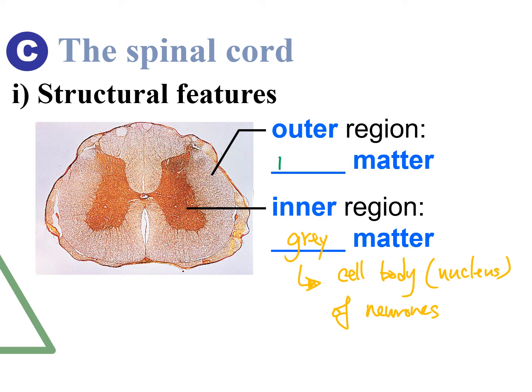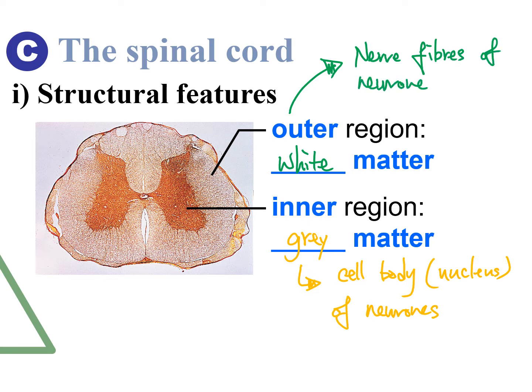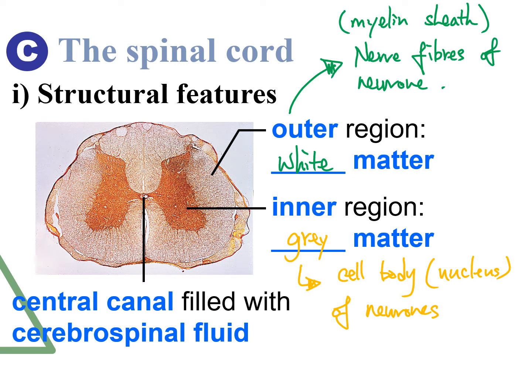On the outer region, it is called the white matter. It shows a paler color. Why? This is because it is showing the nerve fibers of neurons, and the nerve fibers actually consist of the myelin sheath. That's why it looks paler in color. In the center of the spinal cord, you can see the central canal. It is filled with the cerebrospinal fluid.